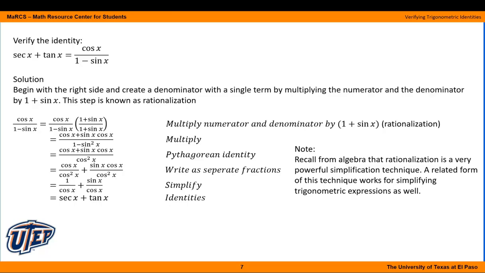Using the Pythagorean identity, we replace this with cosine squared x. The expression can now be separated into 2 fractions and simplified. Eventually, we obtain secant x plus tangent x. Since this matches the left side of the equation, the identity is verified. Rationalization is a technique that students often learn in algebra, but it is equally useful in trigonometry.